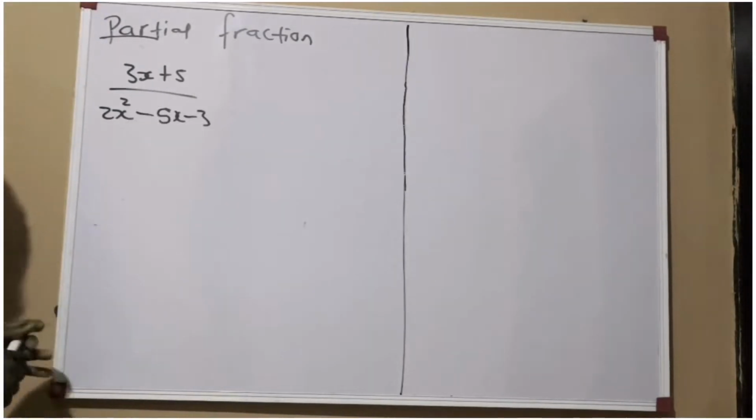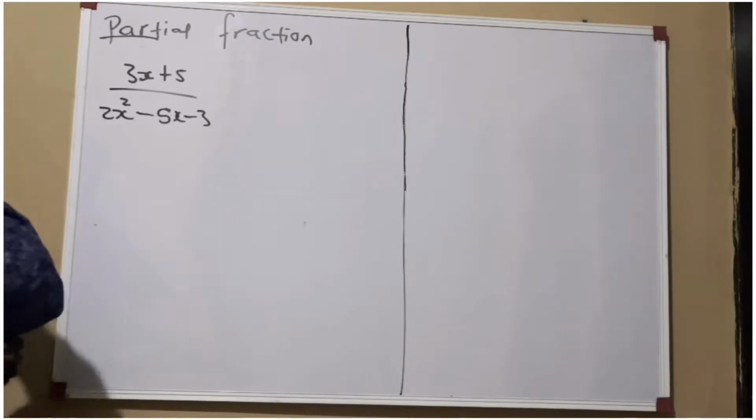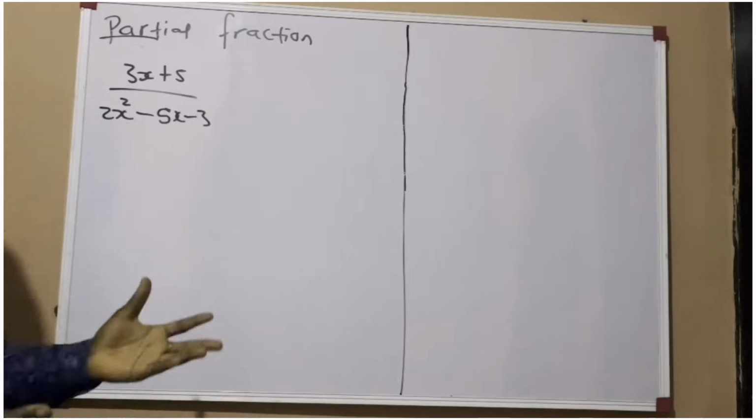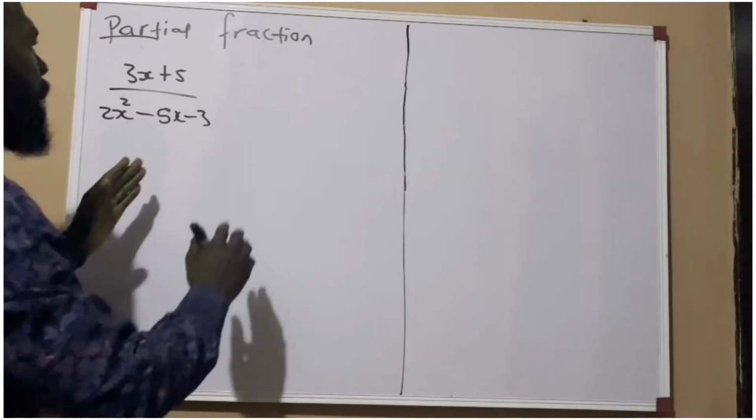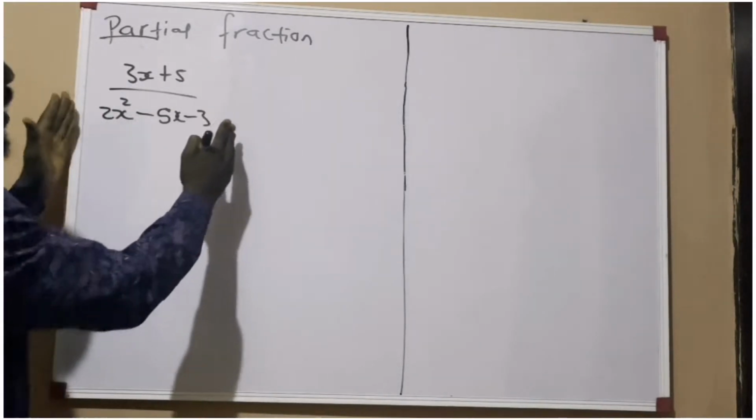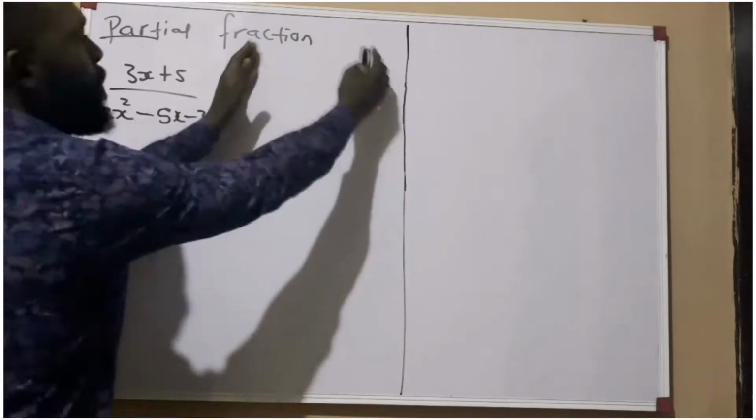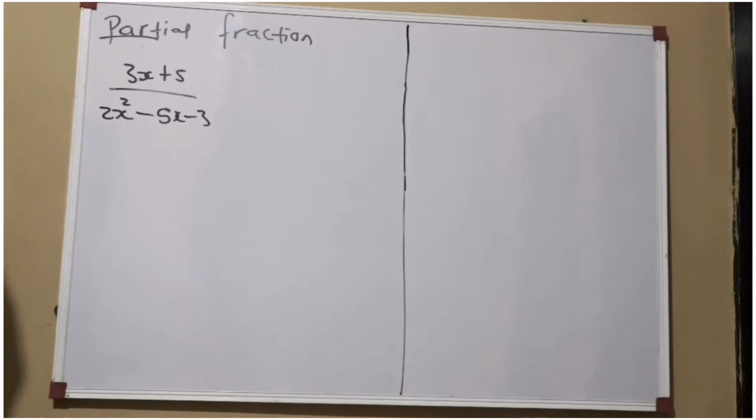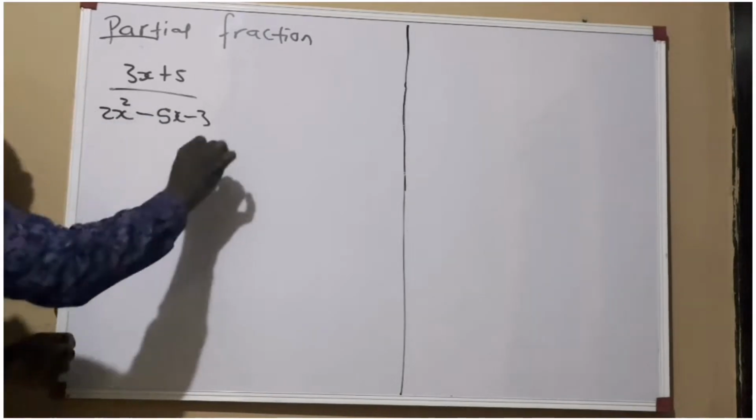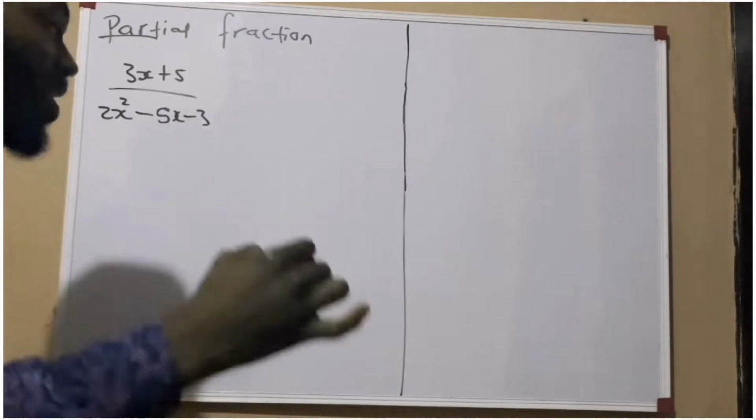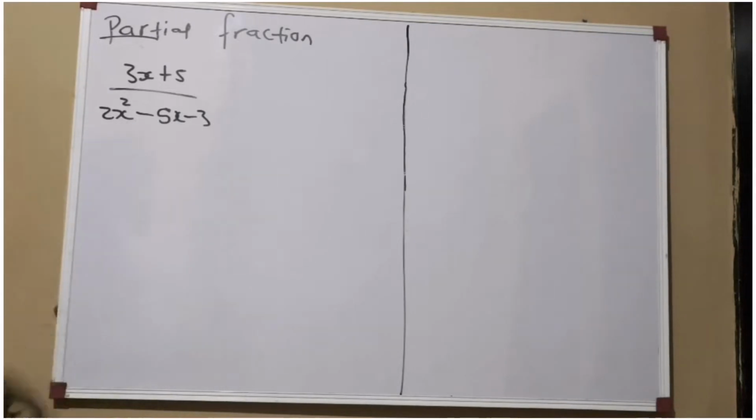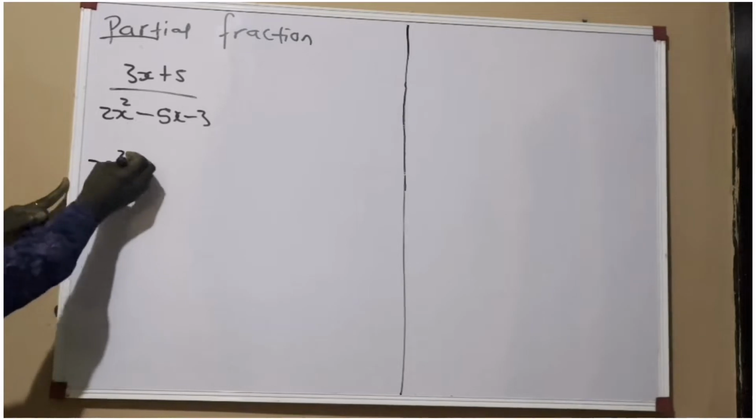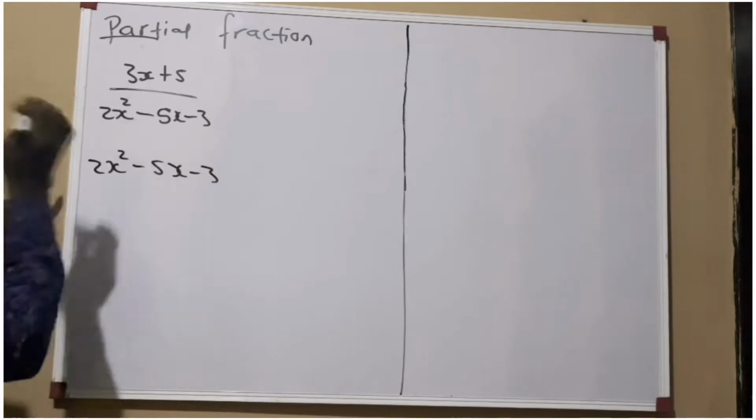If you take a look at this question, I have an algebraic expression, but what I have down is a quadratic expression at the denominator. So for me to be able to represent this whole fraction in parts, I have to know the factors of the denominator. And how can I find the factors of the denominator? By solving quadratically. So let us solve 2x squared minus 5x minus 3.